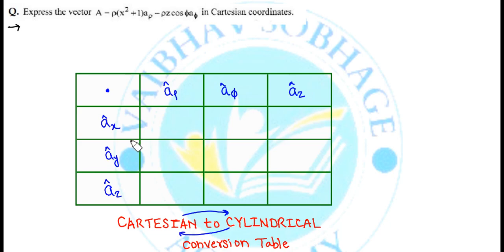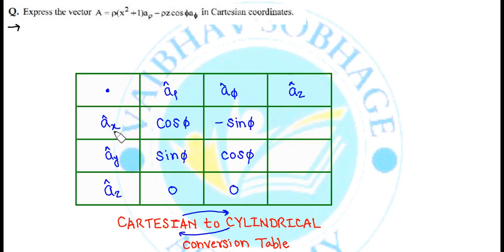As we have seen earlier in the previous video, what is the dot product between a_x and a_rho? We have that value to be cos of phi. Now what is the dot product between a_y and a_rho? That is equal to sine of phi. And the dot product between a_z and a_rho is equal to what? That is 0. Now, what is the dot product between a_x and a_phi? We have that value to be equal to minus sine of phi. The dot product between a_y and a_phi is equal to cos of phi. And the dot product between a_z and a_phi is equal to 0.